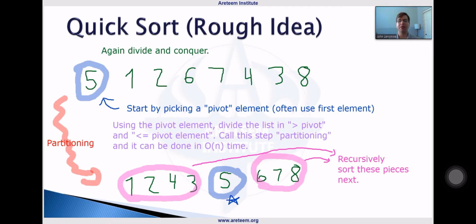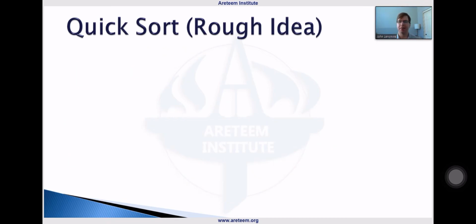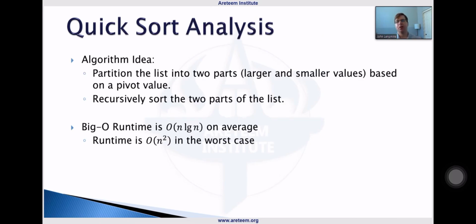And so that's kind of the rough idea again. So to summarize this a little bit, for the analysis here, we partitioned the list into two parts based on this pivot value. We're going to talk about those details in a second, but this can be done in O of n time. So there's no issues with the partitioning. We can sort that partition in O of n time. And then we recursively sort the two parts of the list.